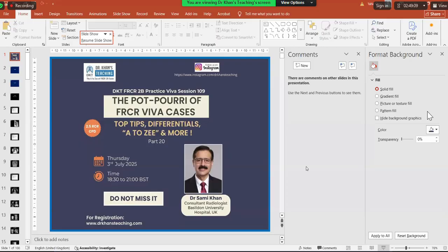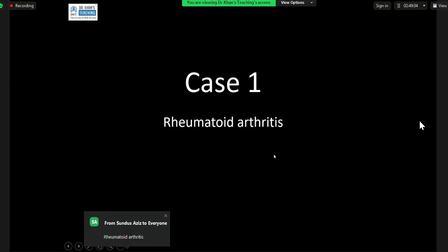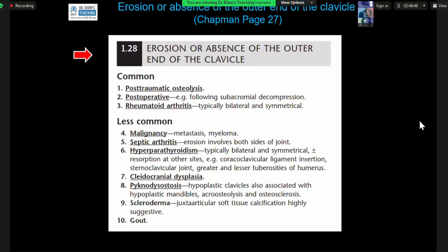Right. So this was your case one, and this is rheumatoid arthritis. This is exactly why I was showing it because of the distribution of joints, unusual presentation of a common condition, and things like that. So please remember that rheumatoid arthritis can involve practically everything, any joint.